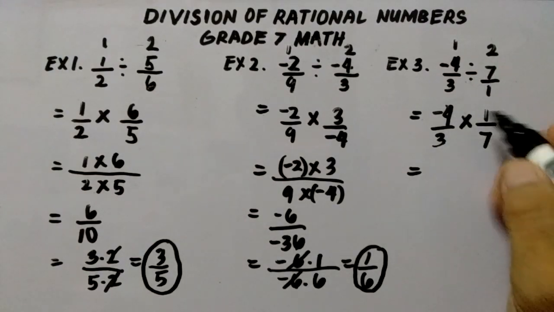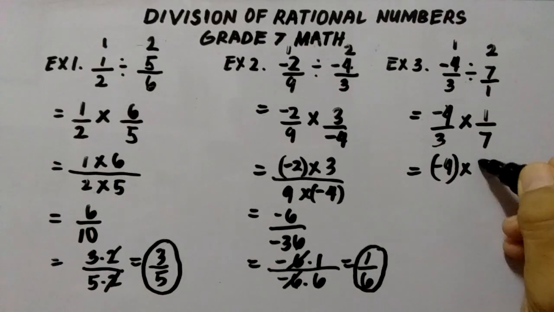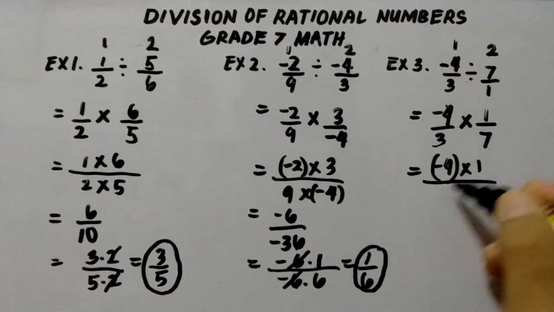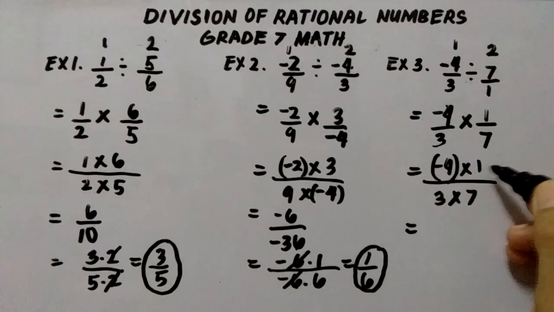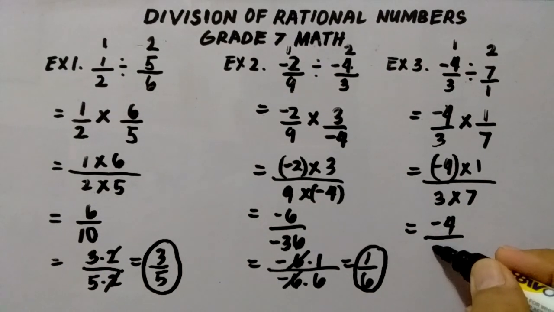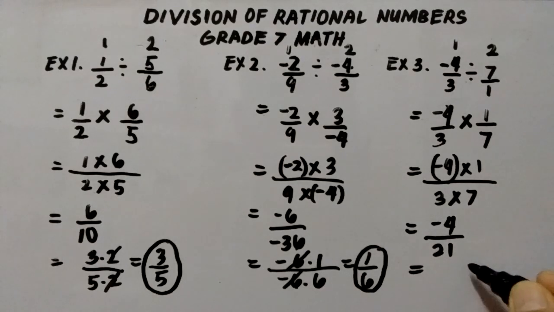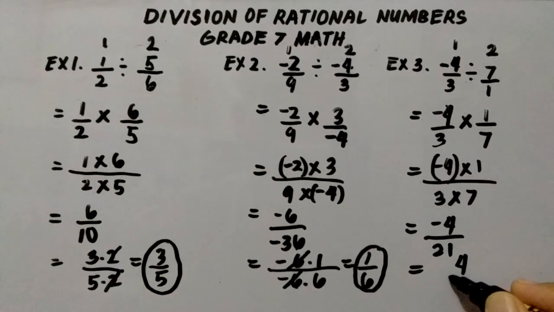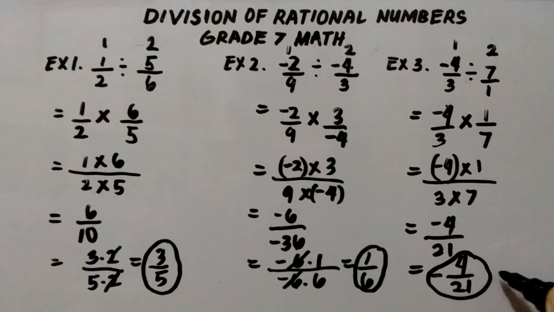Equals, okay, so let's multiply. Negative 4 times 1 over 3 times 7. Equals, so negative 4 times 1, we have negative 4 over 3 times 7, that is 21. Okay? So, equals 4 over 21. So, yung negative, ilalagay po natin sa gitna. Okay? So, negative 4 over 21. So, this is the final answer.